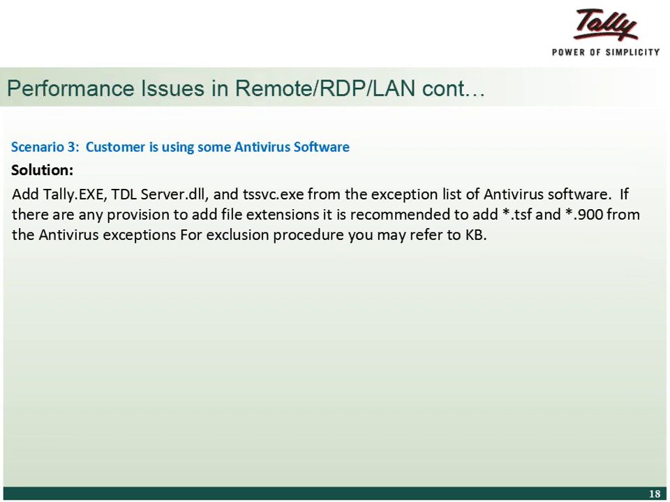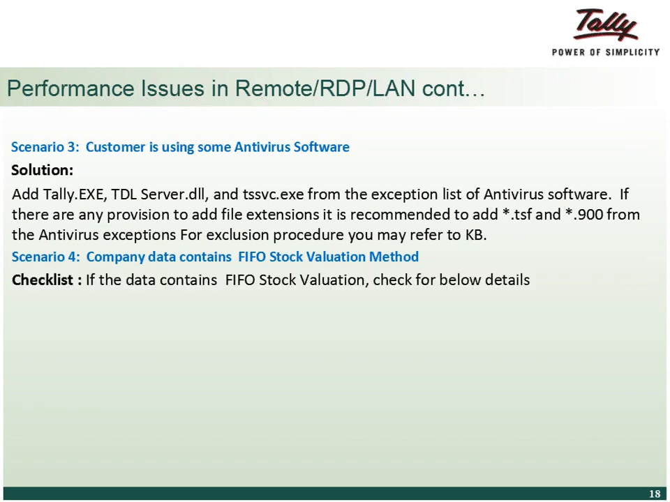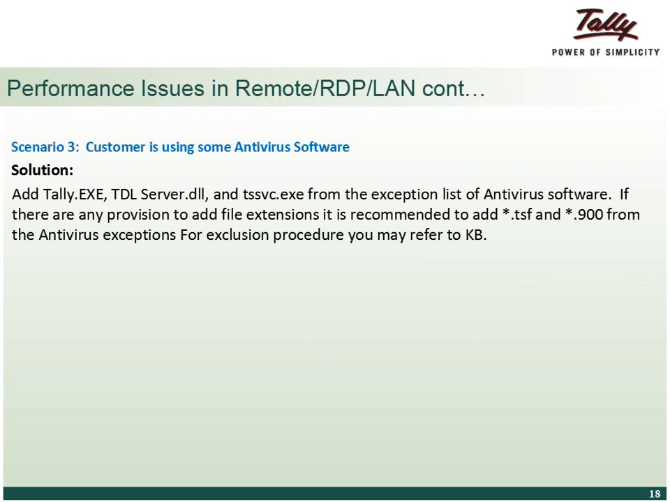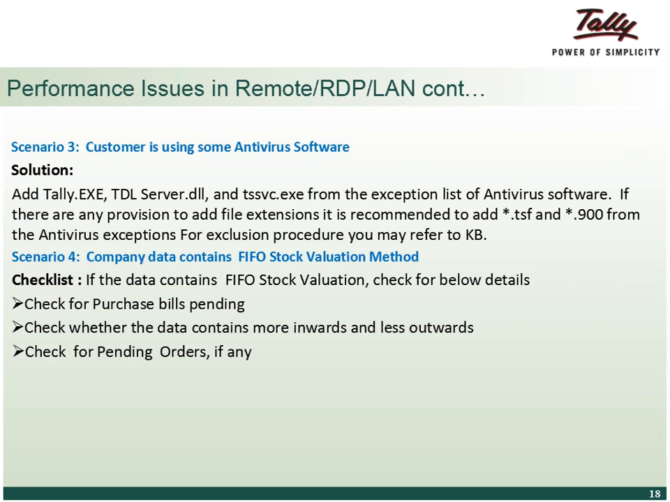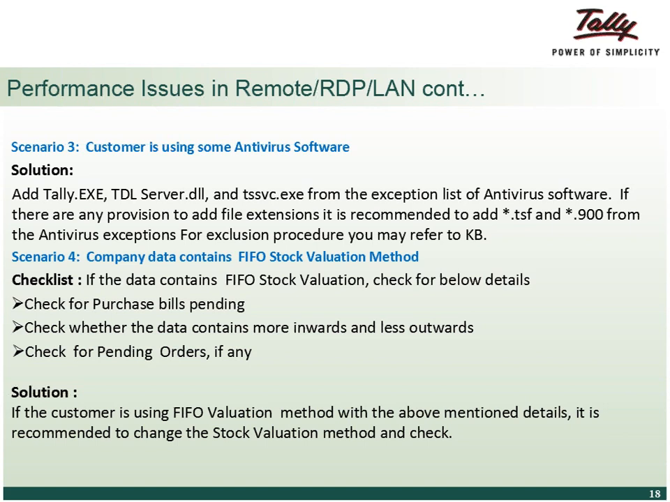Scenario 4 might be company data contains FIFO stock valuation method. So if the data contains FIFO stock valuation, check for the below details. Check whether you are having purchase bill pending. Check whether the data contains more inwards and less outwards. Check for pending orders if any. After checking for the above, you need to give the solution that if the customer is using FIFO valuation method with the above mentioned details, it is recommended to change the stock valuation method to any other and check it out.